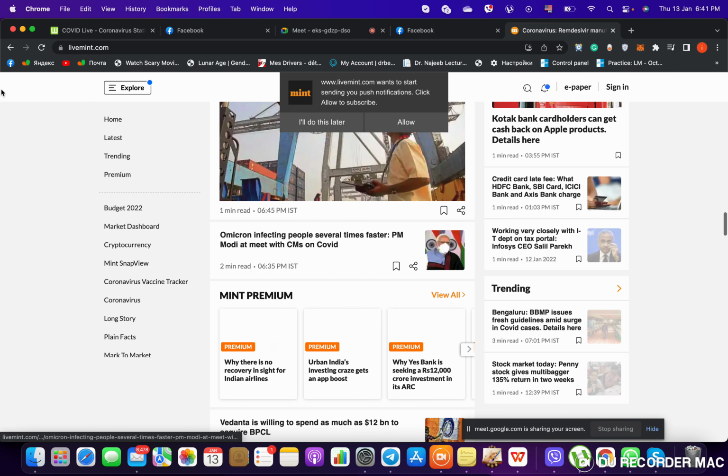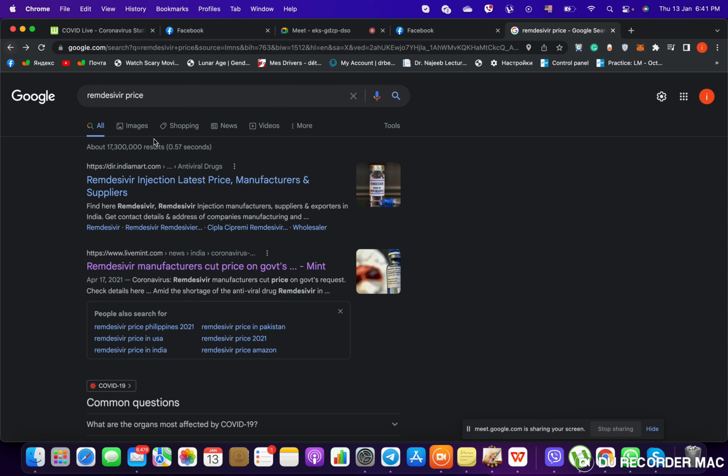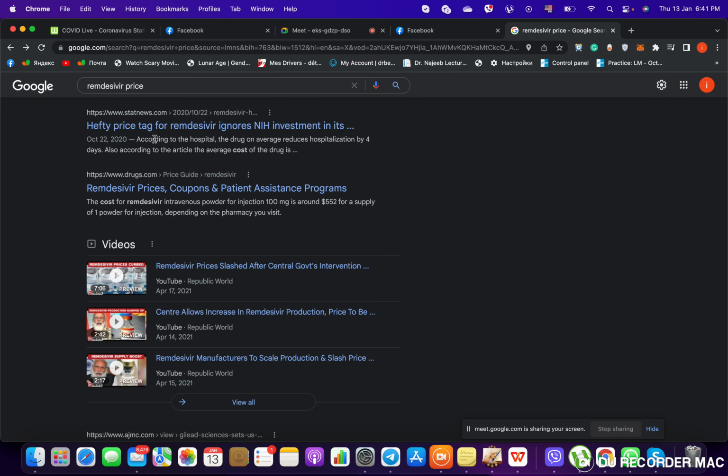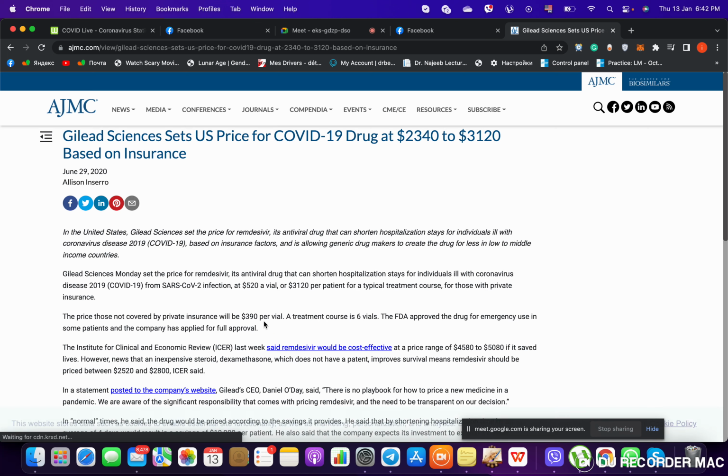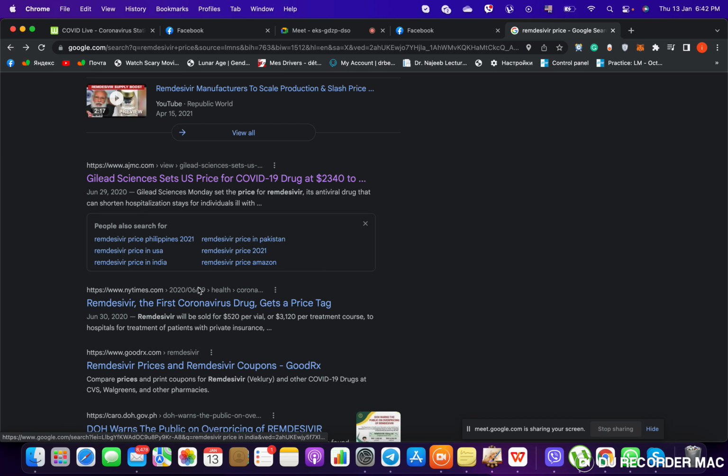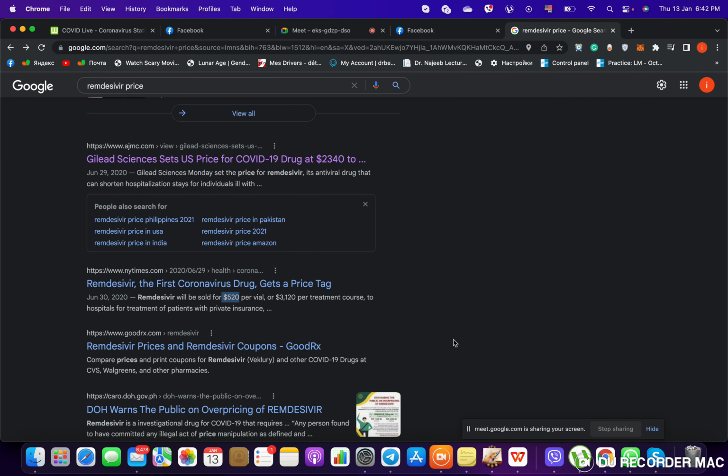Basically, if I'm not mistaken, I cannot find it, but I think the whole treatment cost around $3,000 to $6,000. I'm looking for it. Oh yeah, here it is. $2,340. Oh no, wait a second. It's $520 per vial and $3,000 per treatment course. Okay, which is a lot of money.